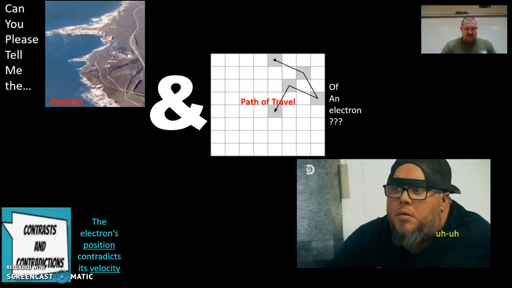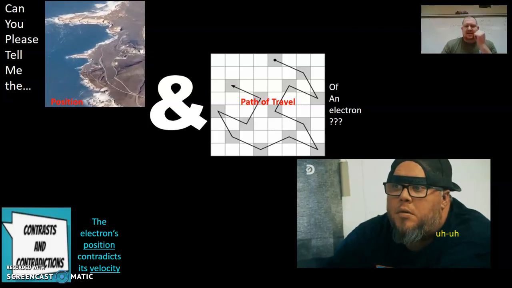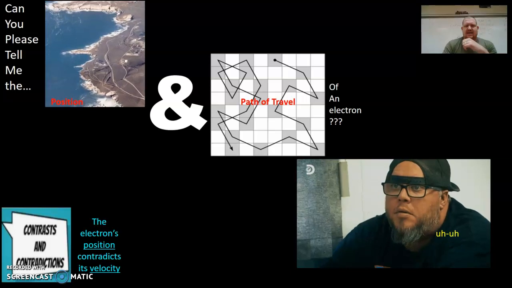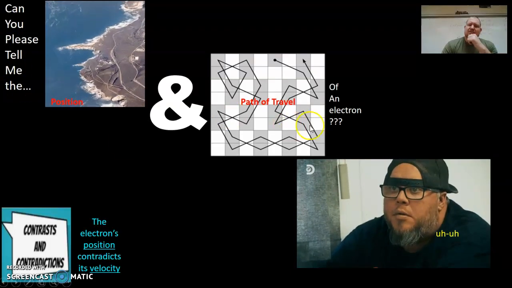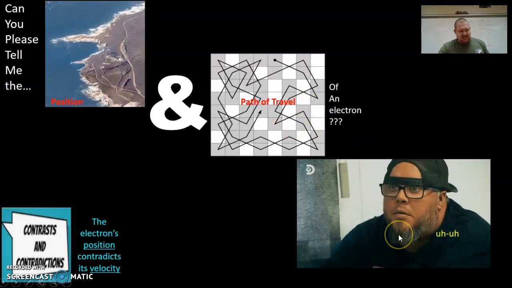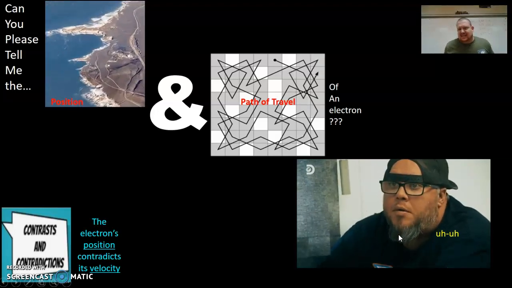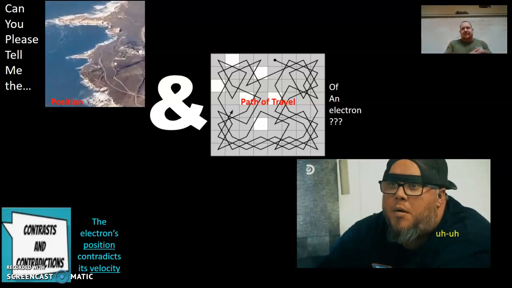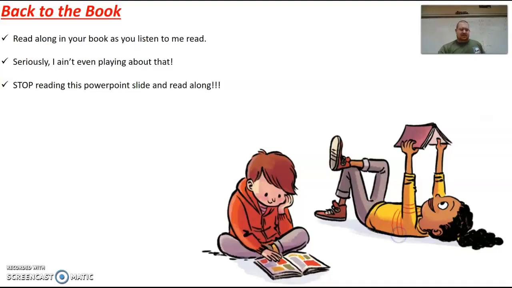Right, so check it out. Contrast, contradiction. So you see here, I got, can you please tell me the position and the path of travel of an electron? Nope, can't do it. That's what he's saying here. So that kind of stopped me, contrast, contradiction kind of thing. So we can usually predict these things with everything we know of. But now we can't. Not with these electron things right here, right? So let's see what's next.